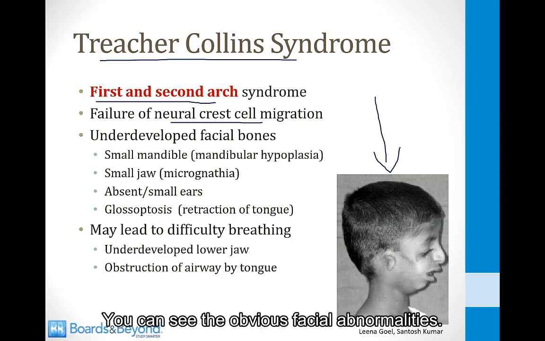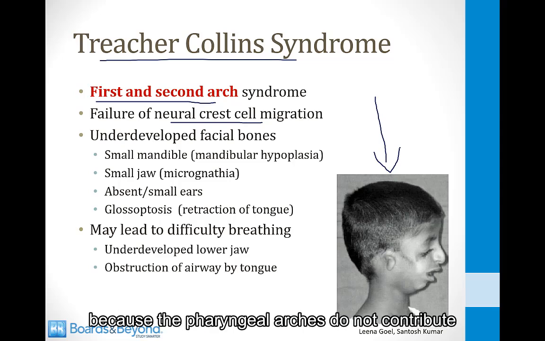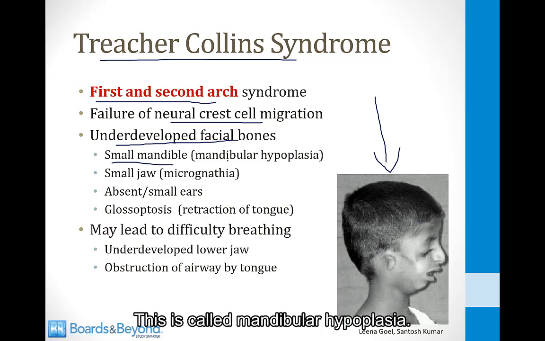Here you can see the obvious facial abnormalities. Importantly, intelligence won't be affected because the pharyngeal arches do not contribute to development of the nervous system. It will only be facial abnormalities. Children with this syndrome have underdeveloped facial bones. They can have a small mandible. This is called mandibular hypoplasia. They can also have a small jaw.